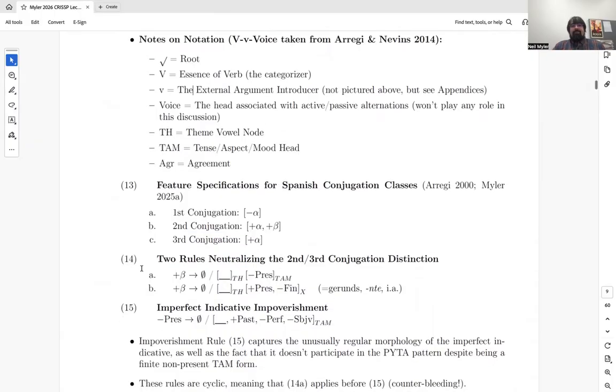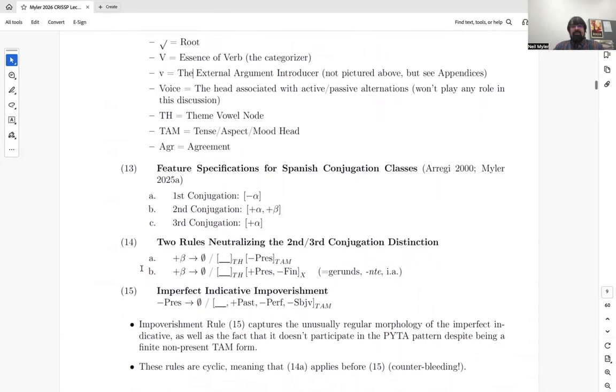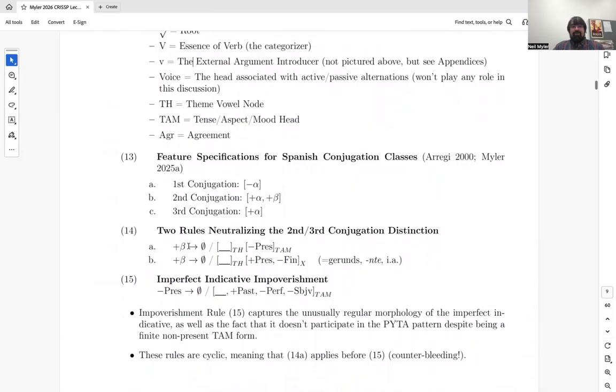In 14, I've got two rules that neutralize the distinction between the second and third conjugations. One of them deletes the feature plus beta in the environment minus present. And the other deletes the same feature in the environment plus present minus finite. And that characterization picks out at least the gerund and the adjective-forming derivational suffix -nte.